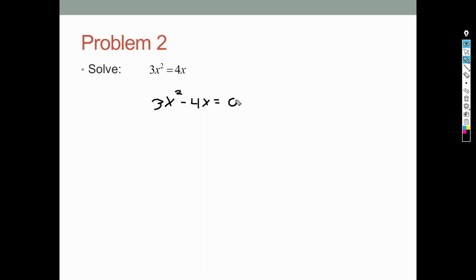And quadratics can be solved in a variety of ways. The main 3 methods are factoring, completing the square, or the quadratic formula. So first you try factoring, and then if it doesn't work, you go with the other methods. So here we can factor out an x. 3x squared, take out an x, gives me 3x. Take out an x from the minus 4x, gives me minus 4.